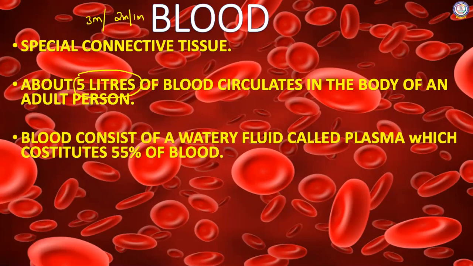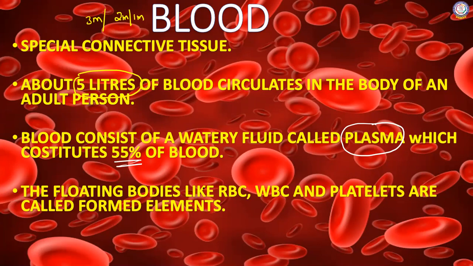Blood consists of a watery fluid called plasma. This plasma we are going to see. What is its composition? It is 55% of the blood. The floating bodies are the formed elements.